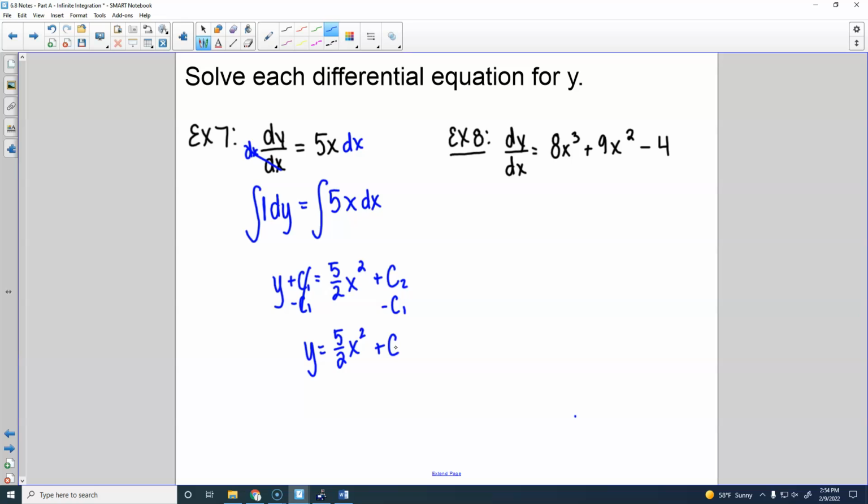Okay, questions on 7? For 8, we would multiply by dx. Whenever you multiply by dx over here, put some parentheses. So you've got dy equals (8x cubed plus 9x squared minus 4) dx. And you would just integrate both sides. You can see, essentially, it's just asking you to integrate whenever it's giving you a problem like this. So, Noah, what would we get whenever we integrate this one?